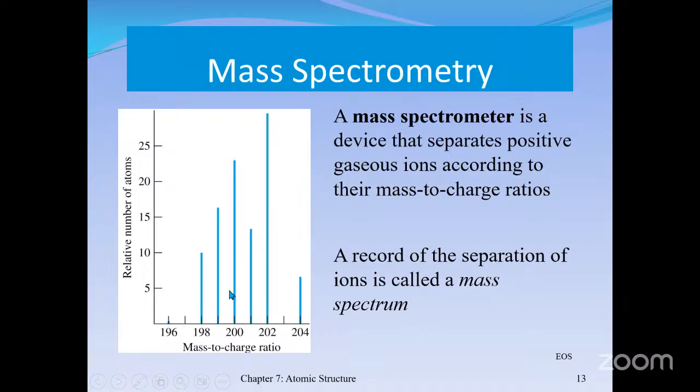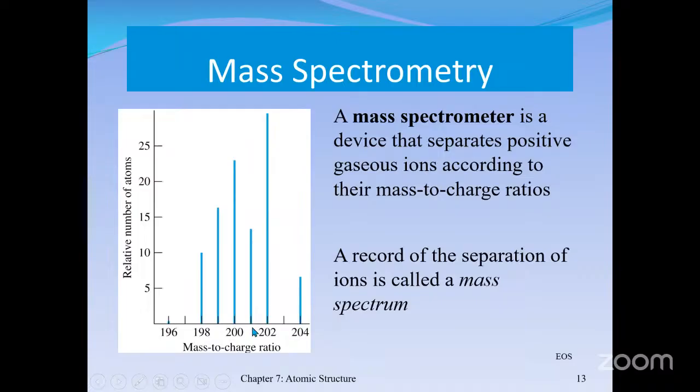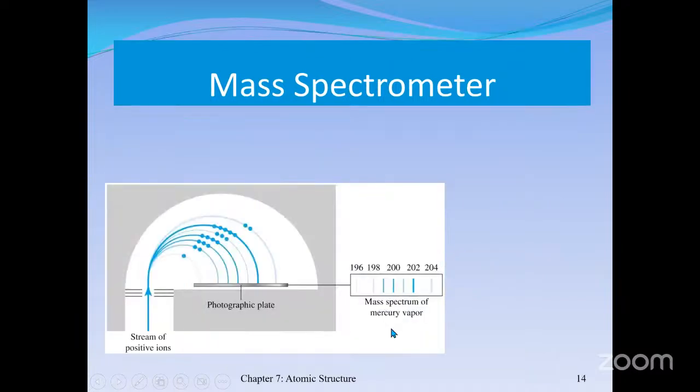And then the next in line would be the one with 200 mass, and then 204, and so on, all right? So this is called a mass spectrum, okay? Now, how do we get this record? Well, as I said before, the instrument that is used is called a mass spectrometer.